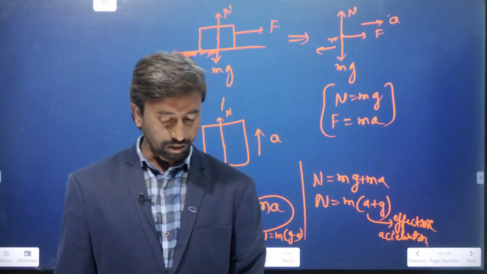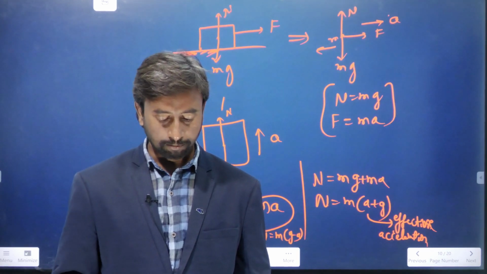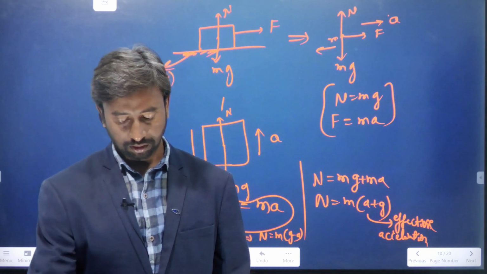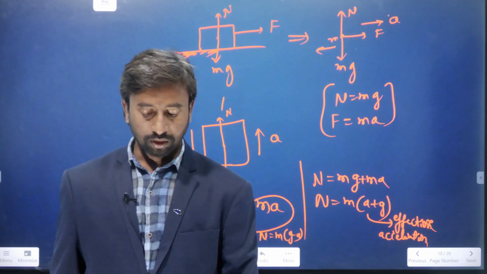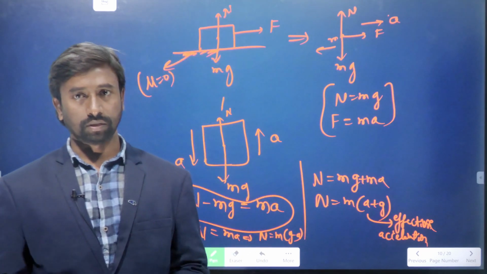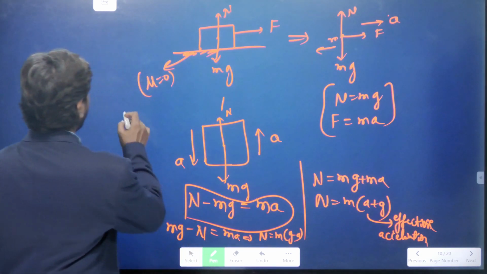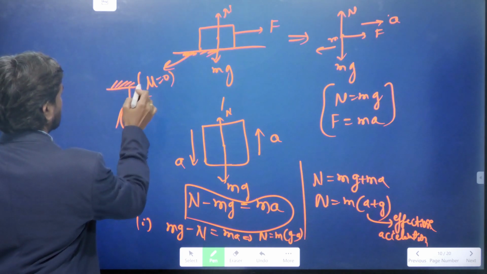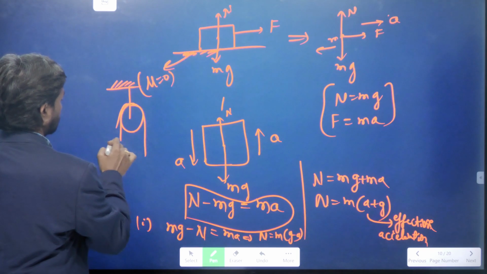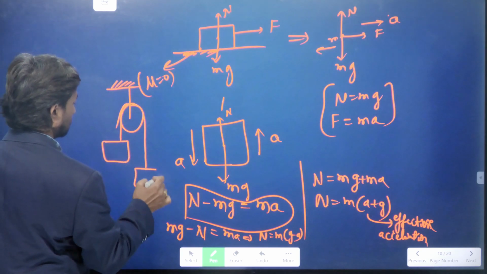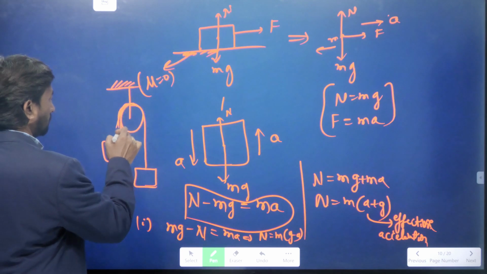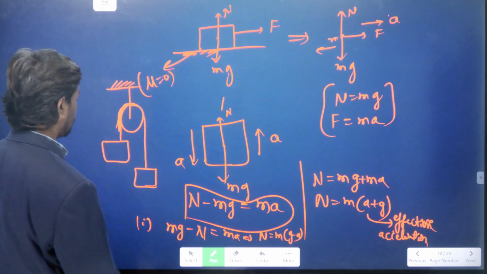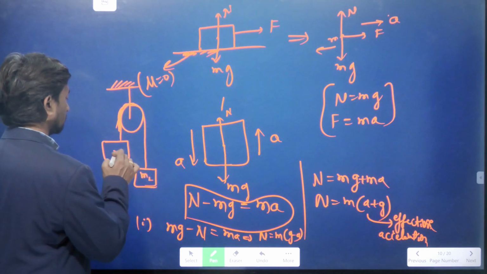Next, suppose the body is moving on an inclined plane, or we can consider the Atwood machine. If two blocks are connected by a string and placed over a pulley, and the pulley is suspended from a rigid support, then this is said to be the Atwood machine. It is a simple construction: a pulley and axle, with two blocks connected by strings, of masses M2 and M1.